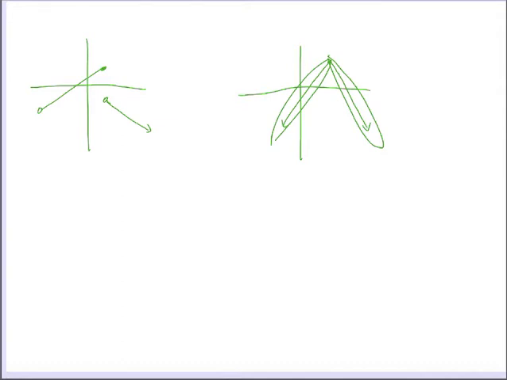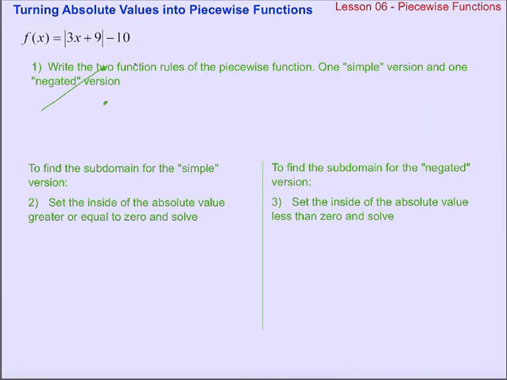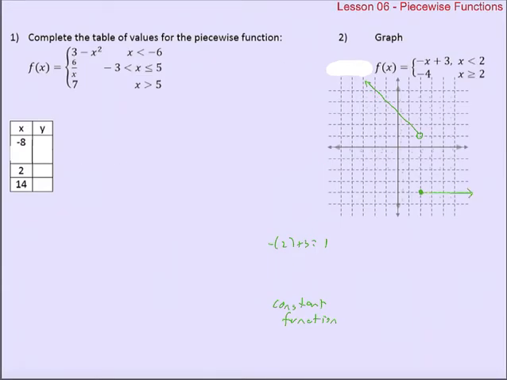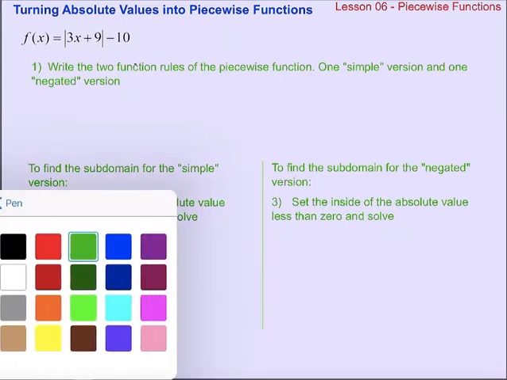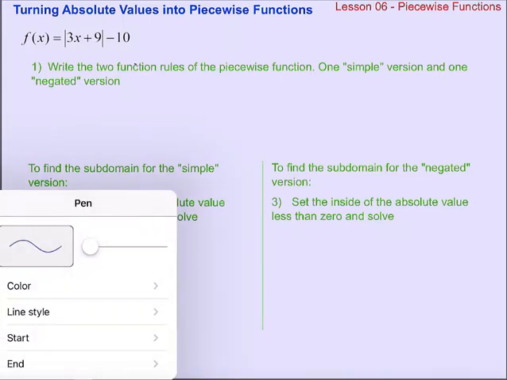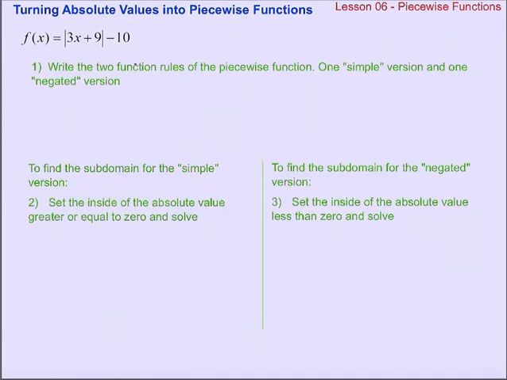So what we're going to talk about now is how to turn the absolute value into a piecewise function. I have the steps written out, and I'm going to walk you through an example so you can see what I mean by these steps, because it is a bit of an odd skill, and it is a little bit tricky to get used to doing.